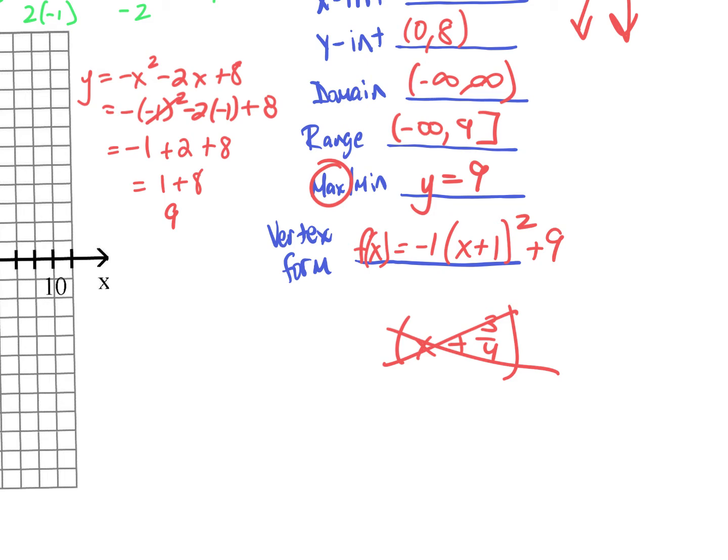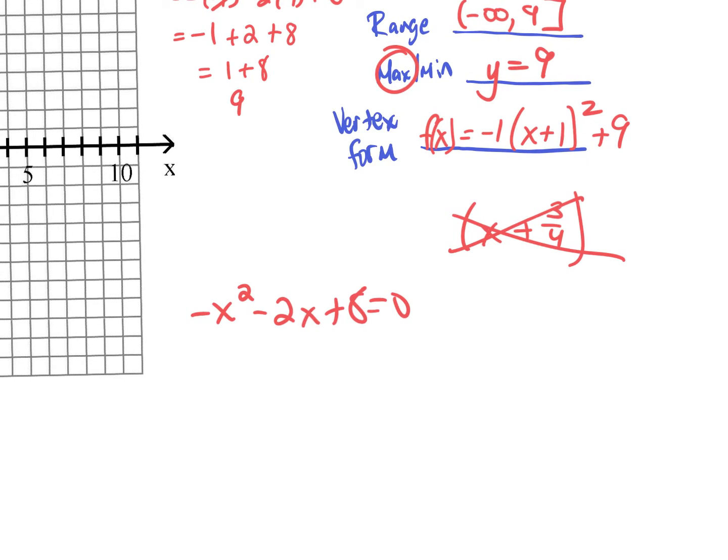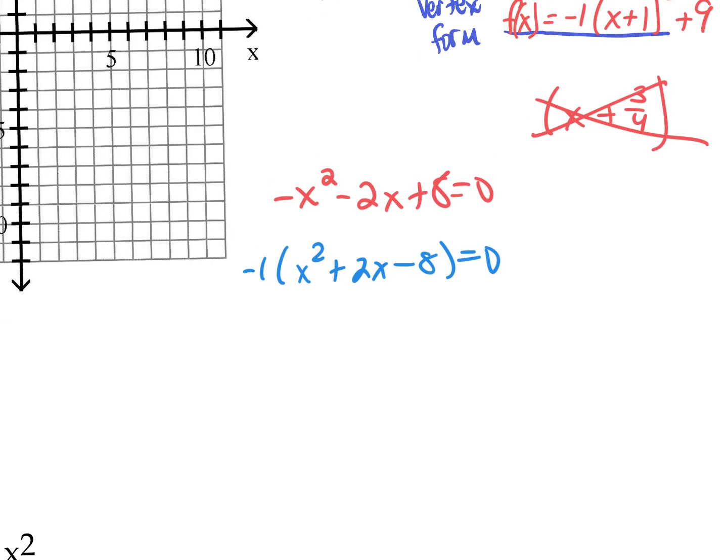Now, if you're going to find the x-intercepts, what do we have to do? You have to factor. Negative x squared minus 2x plus 8 equals 0. In order to factor completely, what do we have to take out first? Got to take out that negative. Factor out your negative 1. So you have x squared plus 2x minus 8 equals 0. What are the factors of negative 8 that multiply to give you negative 8 but add to give you positive 2? Negative 2 and positive 4.